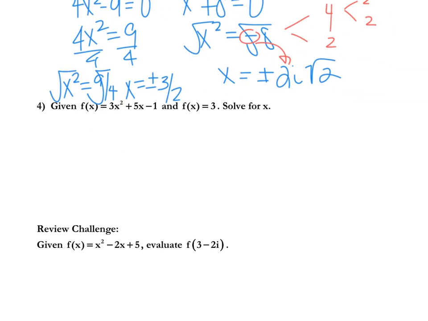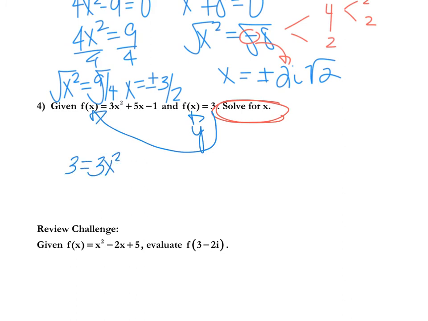So once again, read these problems and read them out loud to yourself too if you need to. So given f of x equals 3x squared plus 5x minus 1, and f of x equals 3, solve for x. So I am missing x. And remember that f of x is a fancy way to just represent y. So we're going to take this 3 and we're going to plug it in. So 3 equals 3x squared plus 5x minus 1.